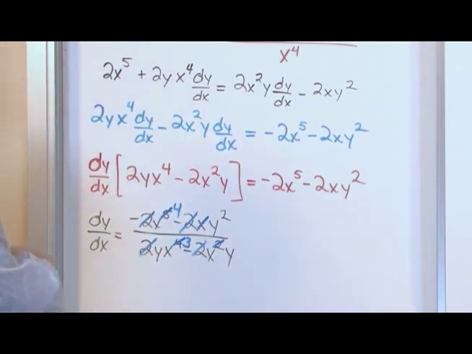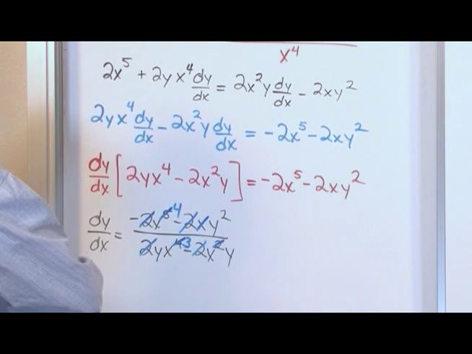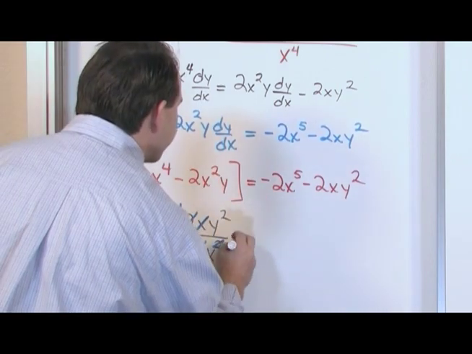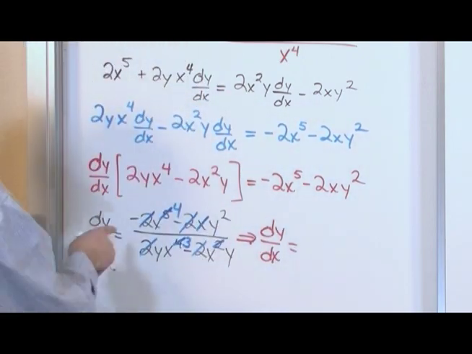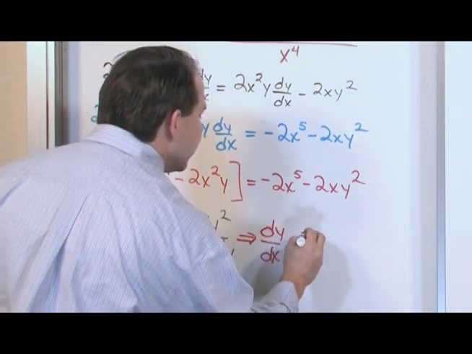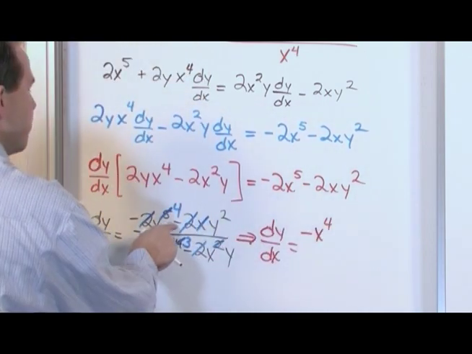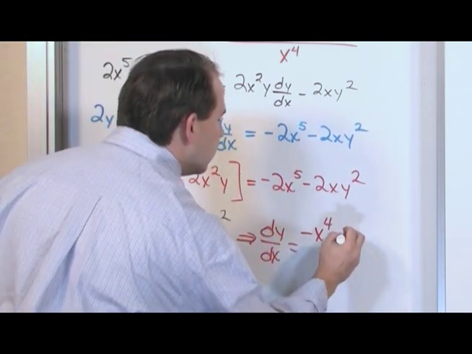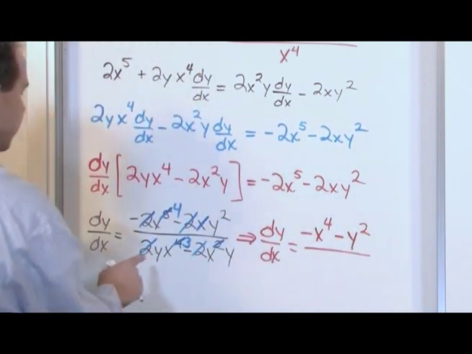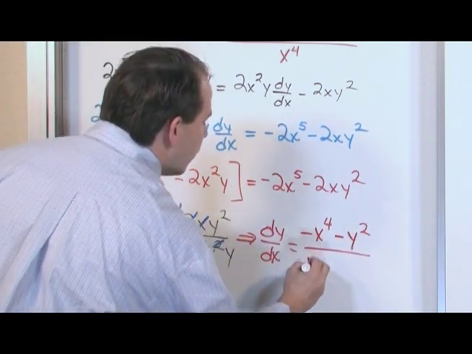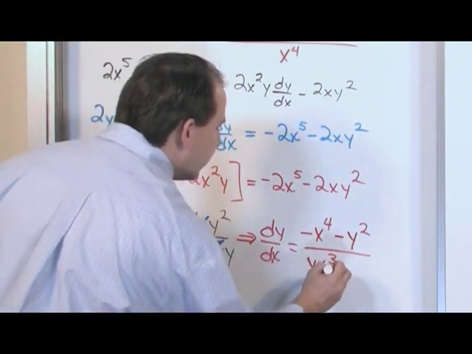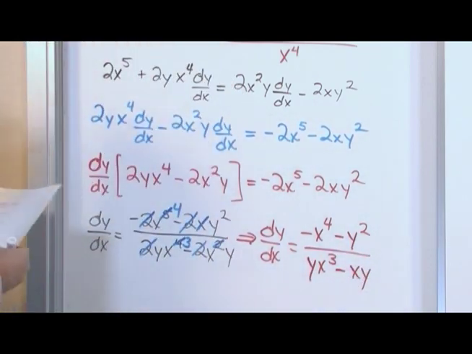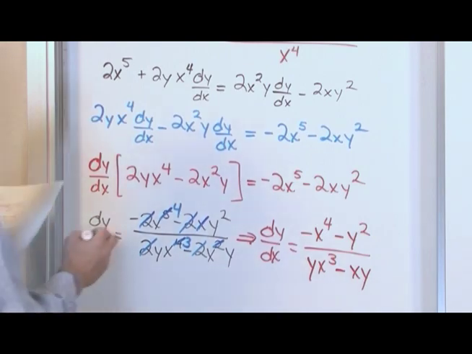And I know that's a little bit messy, and you may have different ways of writing it on your own paper, but when you do this, the final answer, dy/dx, is equal to negative x to the fourth power minus y squared, and on the bottom, you have y x to the third minus xy. So what we have is minus x to the fourth minus y squared over y x cubed minus xy, and this is the answer.